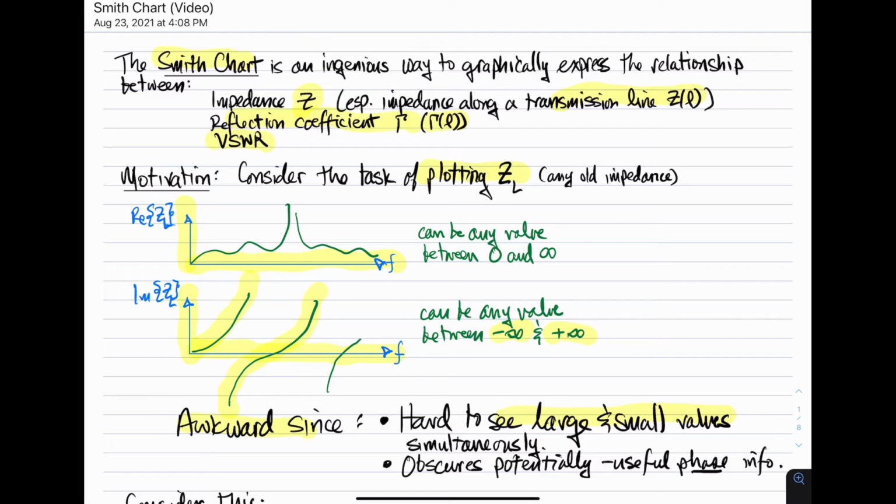Secondly, this separation into the real and imaginary parts is arbitrary, and it obscures potentially useful phase information. And by that I mean this impedance has phase associated with it. We chose to plot it here as real and imaginary, but we could have plotted it as magnitude and phase, and that phase would have information in it as well. Now the magnitude has the same problem, that it can be anywhere between 0 and infinity, but the phase has additional information in it, and we'd sometimes like to be able to access that.